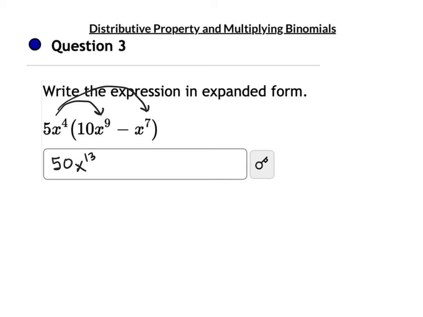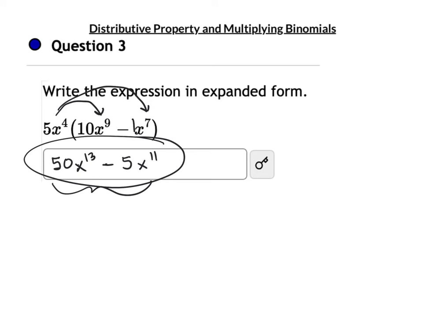5x to the fourth times negative x to the seventh. There's a 1 here, and 5 times 1 is negative 5 in this case, because that's negative 1. And x to the fourth times x to the seventh makes x to the 11th. I can't combine these because they're not like terms. This is my answer.